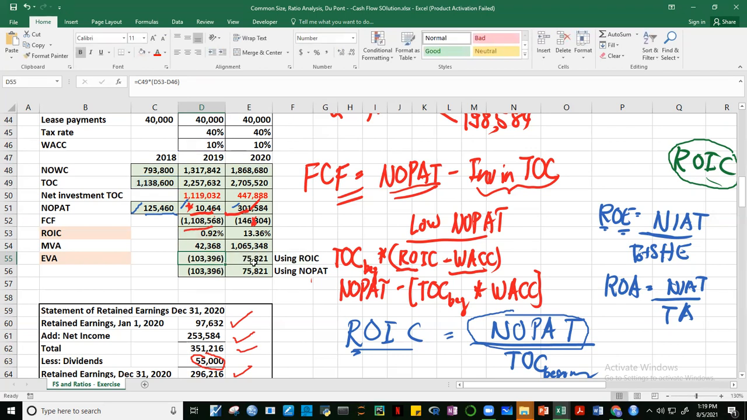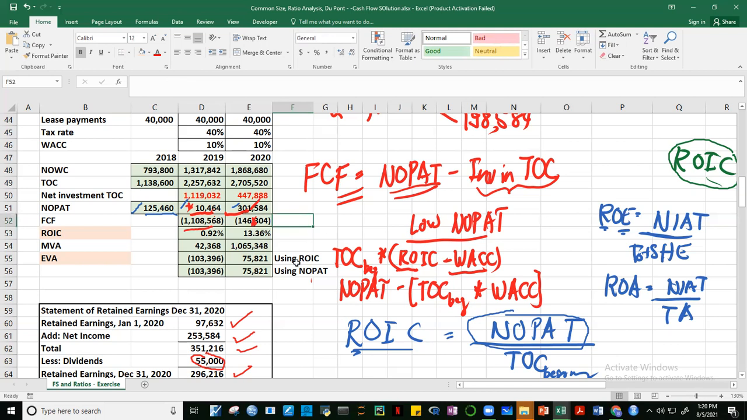And then if you have a negative EVA, sabi natin value was destroyed. For 2020, it's 13.36 compared to 10%, then okay tayo. So operating capital times ROIC minus WACC. Okay, this gives you 3.36% times your 2257,632. Okay, you get 75,821, which is positive, which is consistent with our ROIC.